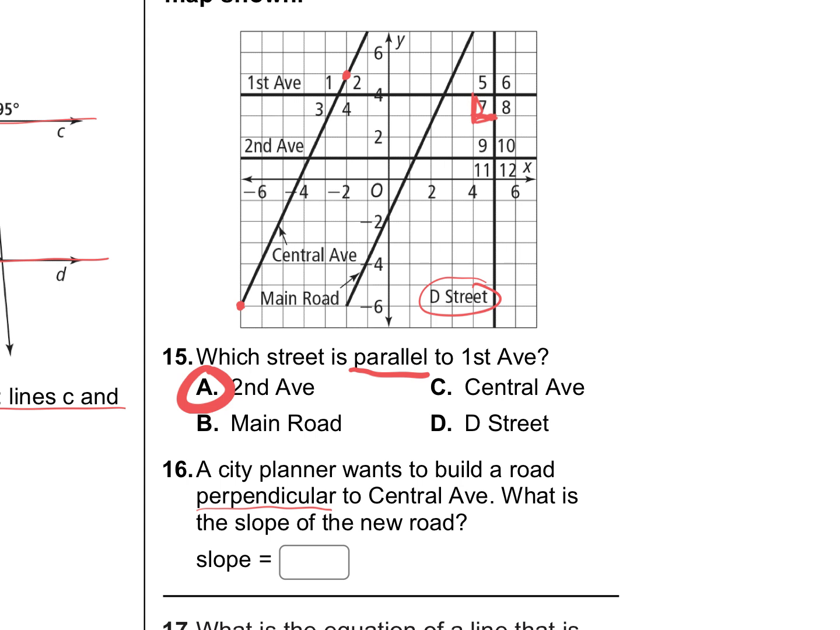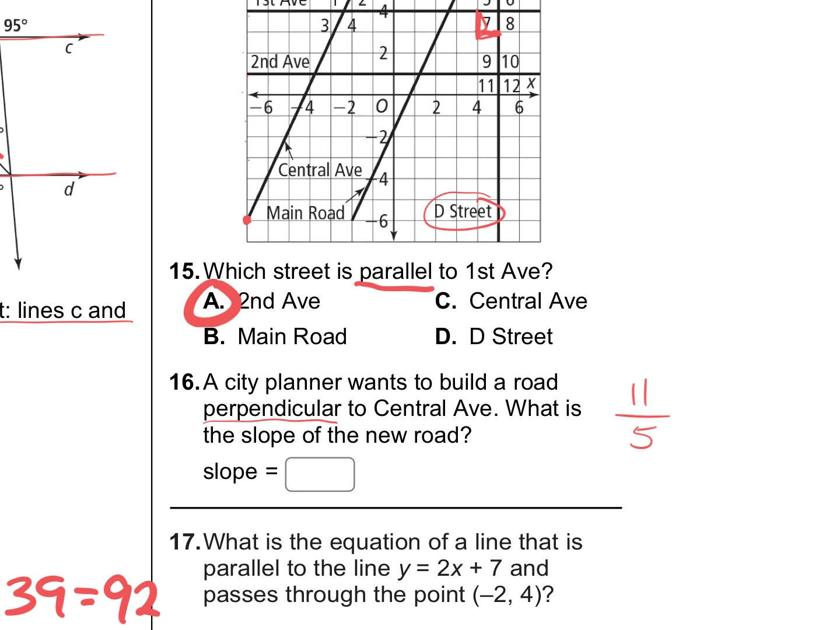Rise over run. So I go up 1, 2, 3, 4, 5, 6, 7, 8, 9, 10, 11, and then I go over 5. Okay? Now, can I find the perpendicular slope to that? Yes. What would it be? Negative 5 over 11. Yep. Opposite reciprocal. Flip the sign and flip the fraction.